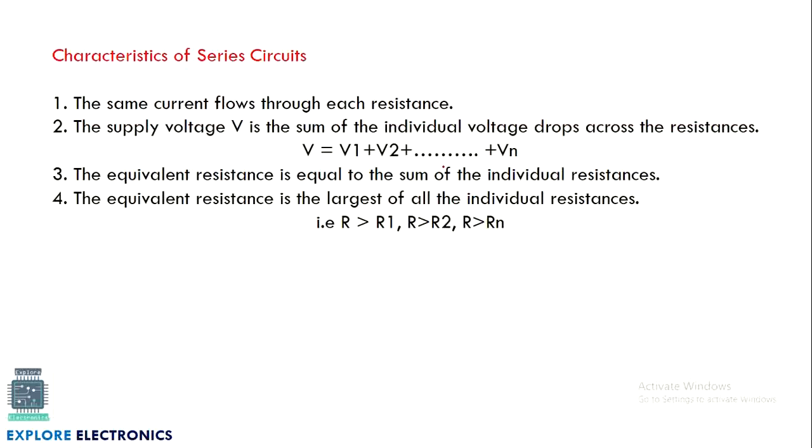Now, what are all the characteristics of this series circuit we have understood? The same current flows through the circuit, means in each resistance, and the supply voltage is V, which is the sum of the individual voltage drops at each resistance, that is V1 plus V2 plus V3 in our circuit. The equivalent resistance is equal to the sum of individual resistances. Similarly, the equivalent resistance is the largest of all the individual resistances. If you take the equivalent resistance R, obviously it is R1 plus R2 plus R3. That's why if we compare R with R1, R2, R3, it is a higher value.